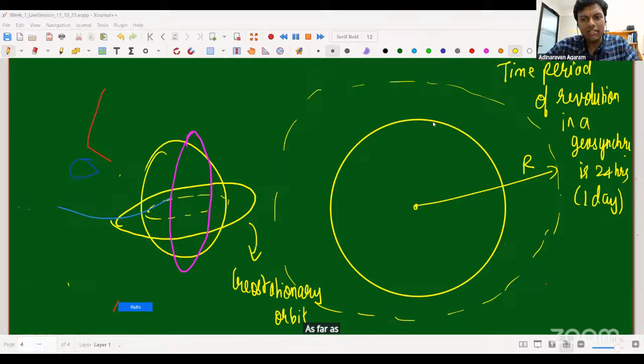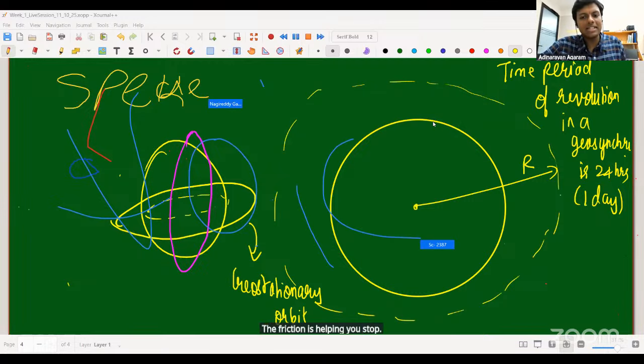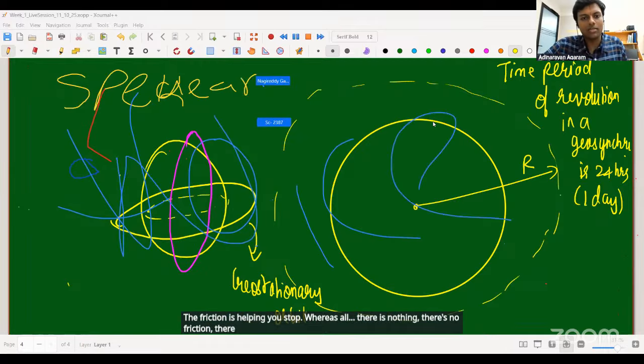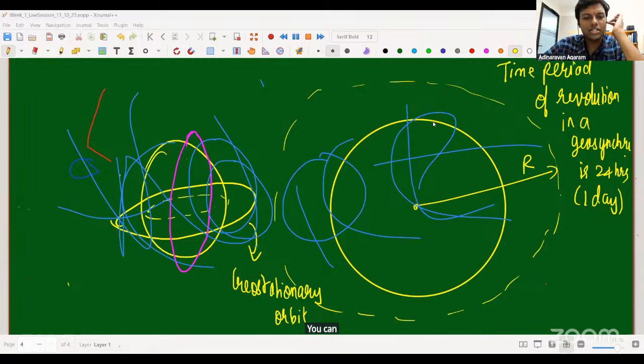As far as I know, the example that you're trying to give is something on Earth where you make use of friction as well. The friction is helping you stop. Whereas in space, out of atmosphere, there's no friction, there's no air. So in most cases, you won't be able to use that, but I'd want you to get back on that question.